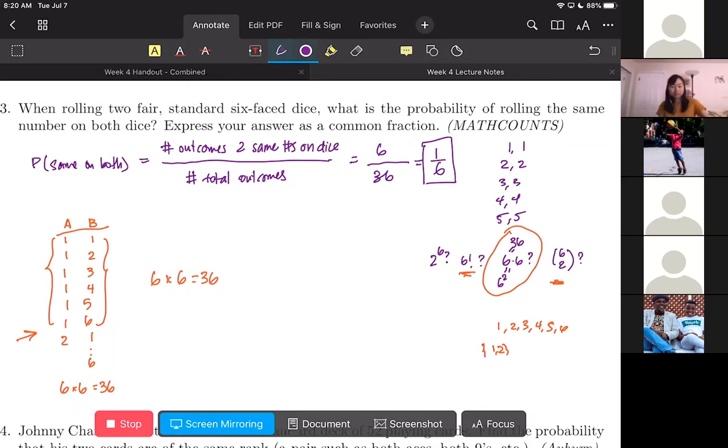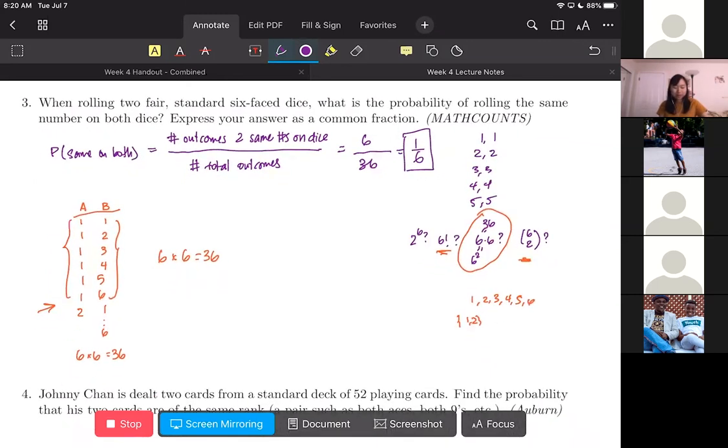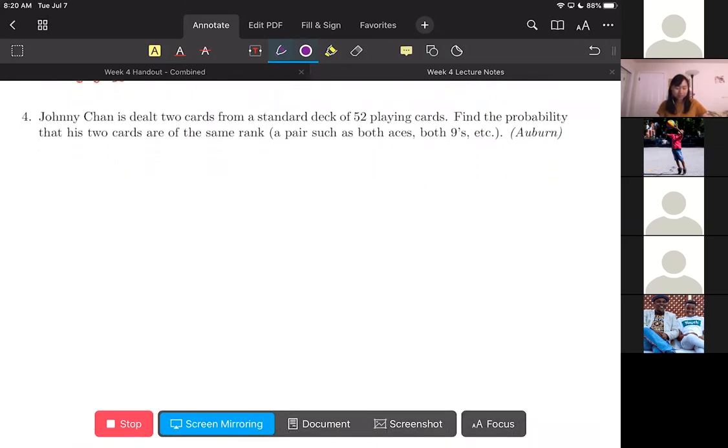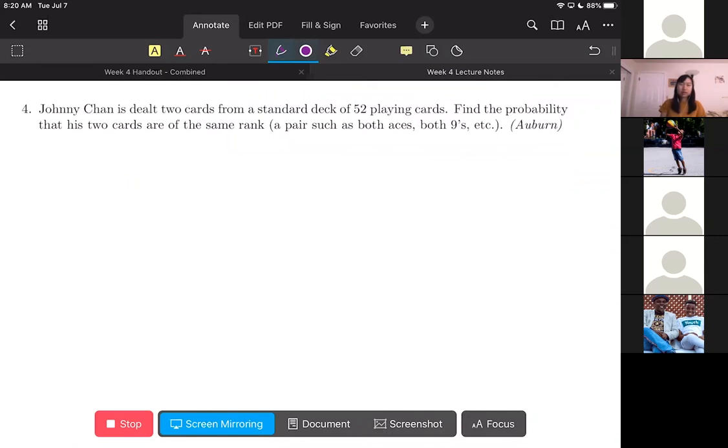All right, we'll do a couple more practice problems. This one's also about choosing 2 things. Johnny is dealt 2 cards from a standard deck of 52 playing cards. Find the probability that his 2 cards are of the same rank. So for example, he gets a pair of aces or a pair of 9s.